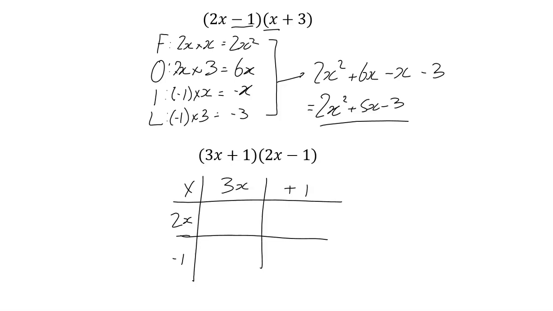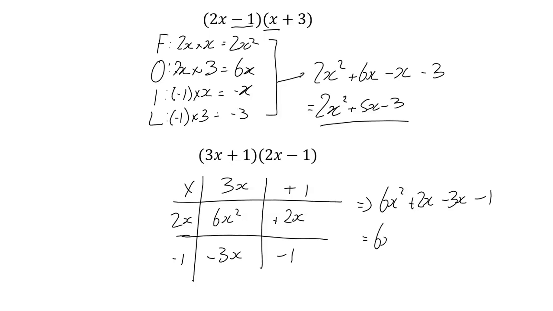Top left is going to be the product of 3x and 2x, so that's 6x squared. Top right is going to be the product of plus 1 and 2x, it's going to give me plus 2x. Bottom left is going to be the product of 3x and minus 1, so that's going to be minus 3x. Bottom right is going to be the product of plus 1 and minus 1, which is ultimately going to give me minus 1. And I can then write the elements out because that's now my expansion. I've got 6x squared plus 2x minus 3x minus 1.